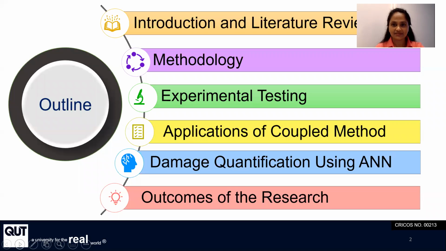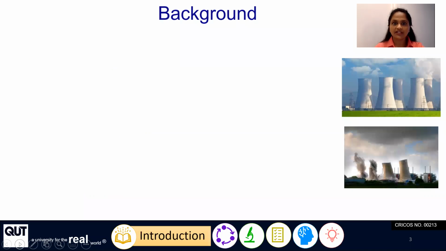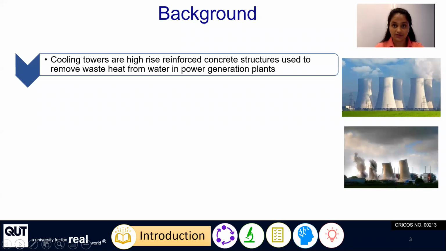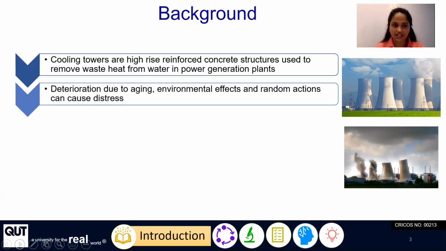This is the content. Let's talk about the background of my research. Cooling towers are high-rise reinforced concrete structures which are used to remove the waste heat from the water and transfer it to the atmosphere through the process of evaporation. Therefore, these structures are subjected to large temperature variations. This, together with deterioration due to aging, environmental effects, and random actions, can cause distresses in these large structures.